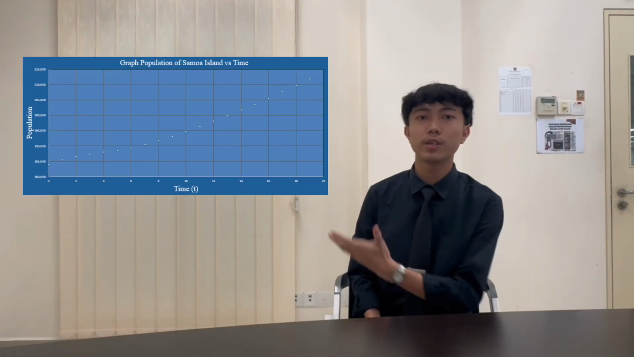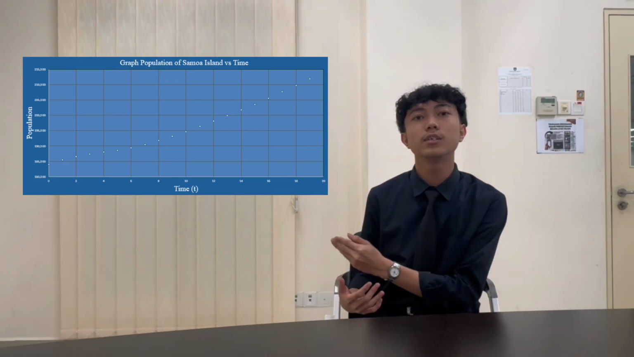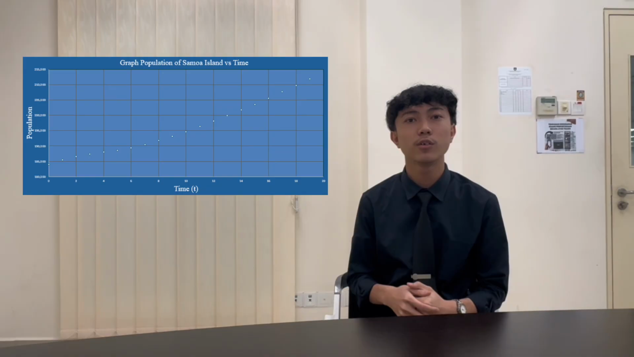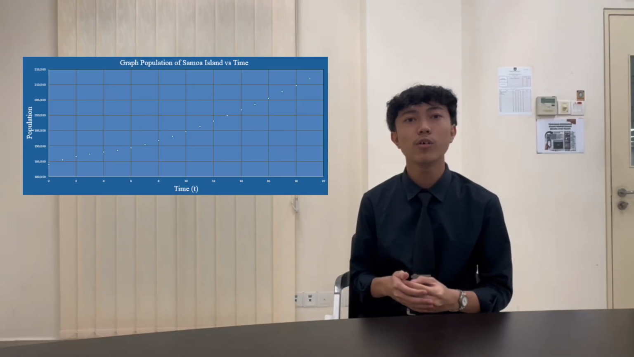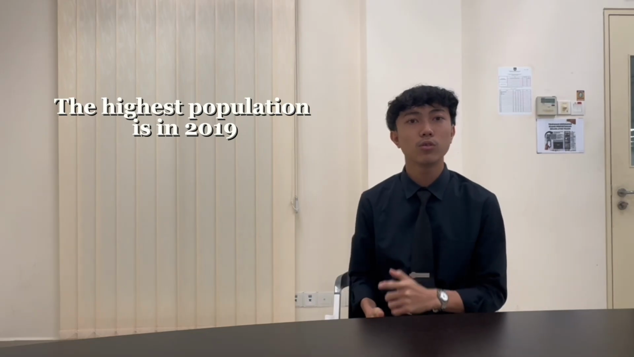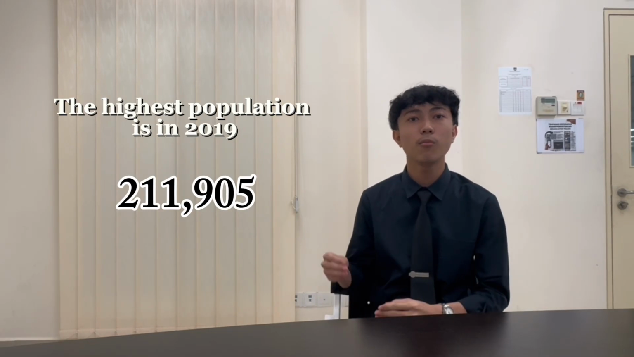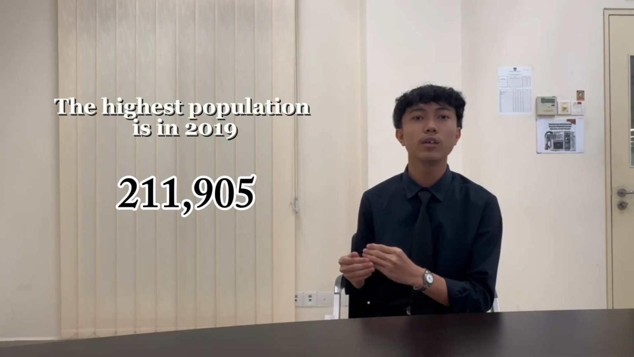Let's move on to the next part, which is the data analysis. As we can see right now, we have transferred our data in the table in the form of a graph. This graph is the graph of actual population in Samoa against time. One key point that we can highlight in this population is that the highest population of people in Samoa is in the year of 2019, which is 211,905 people. This means that over the years, people in Samoa increase gradually.